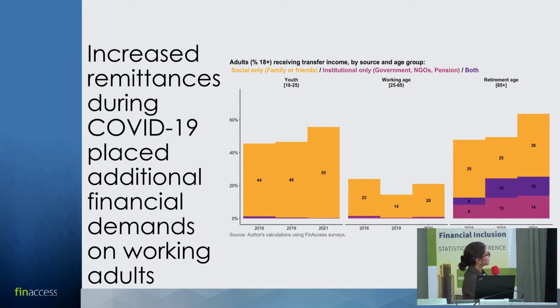In addition, this slide shows the proportion of the population who are receiving remittances over this time period. And we see during the pandemic, between 2019 and 2021, there was a huge increase in the percentage of youth who were dependent on social transfers. We've seen a similar increase in those of what we call retirement age, over 65, although I'm certainly not intending to retire at 65, but anyway. But, you know, our elderly population.